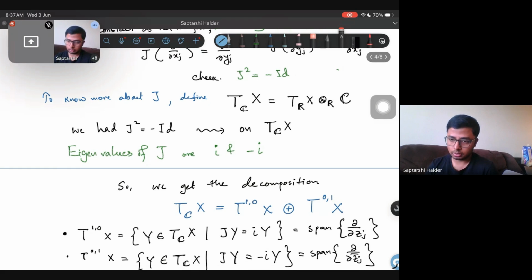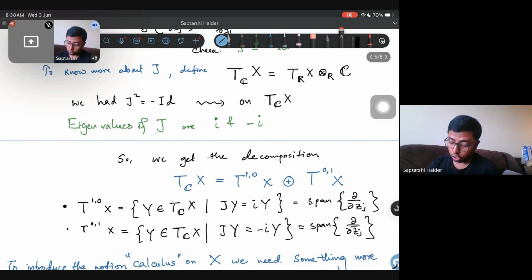We can tell something about eigenvalues. If we consider the complexified version of this tangent space, meaning TCX, the eigenvalues I and minus I will make sense, because in the reals there is nothing like I and minus I. But if we complexify that tangent space, tensor it with C, and denote it TCX, then we can talk about its eigenvalues, and the eigenvalues are precisely I and minus I, because J square equals minus identity.